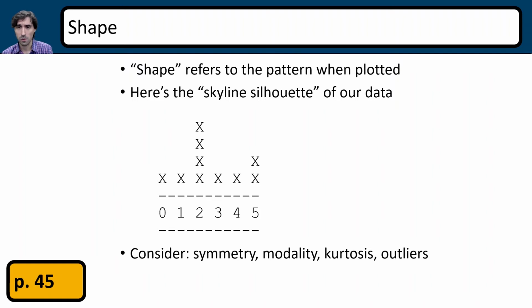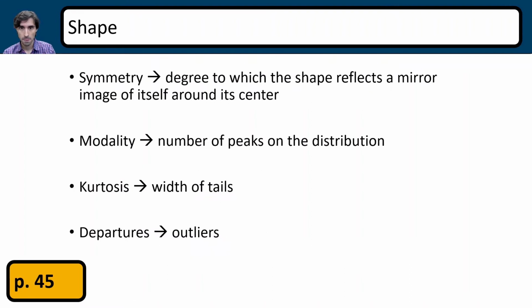What we're looking at here when we're looking at the shape is the symmetry, the modality, the kurtosis, and the outliers. We'll go into each of those. So symmetry is looking at how much of the data maybe tends to be on one side versus the other side versus maybe not at all, which would be symmetrical. And that's what we want.